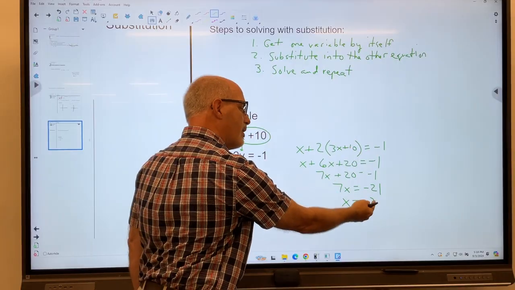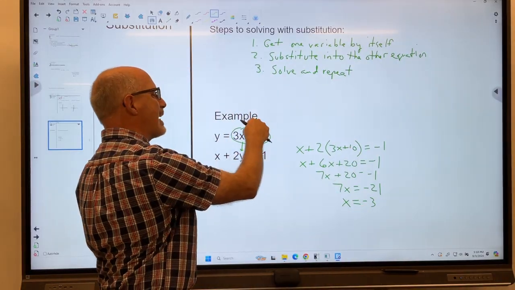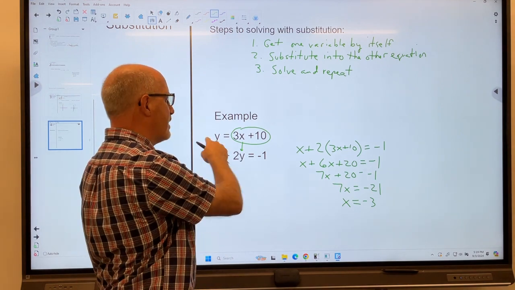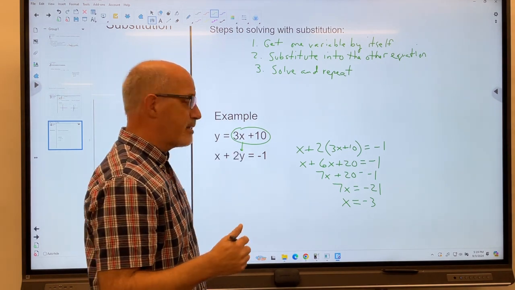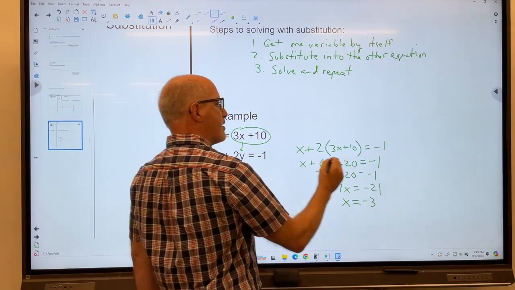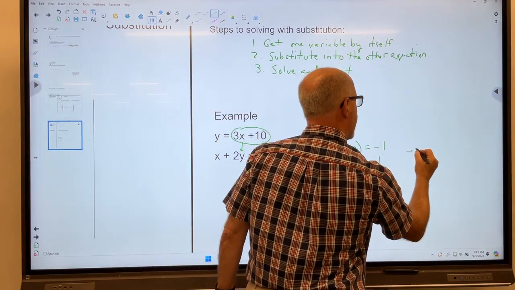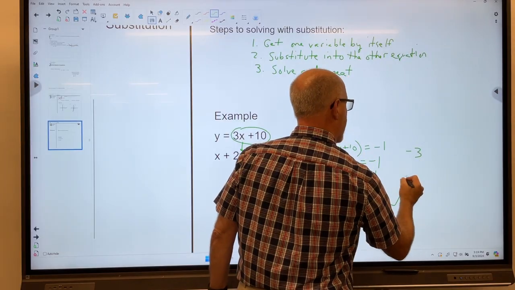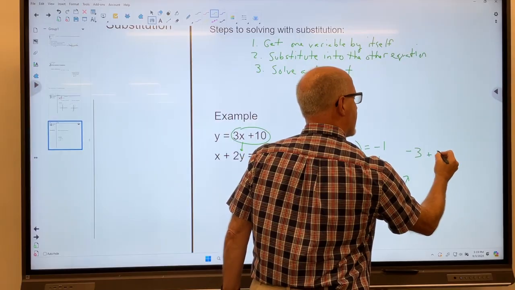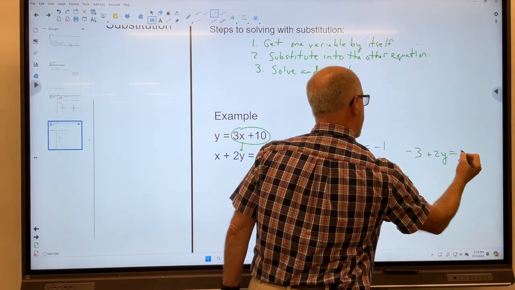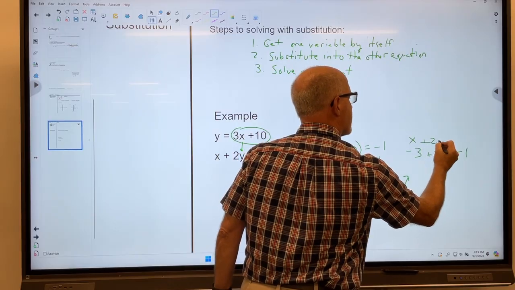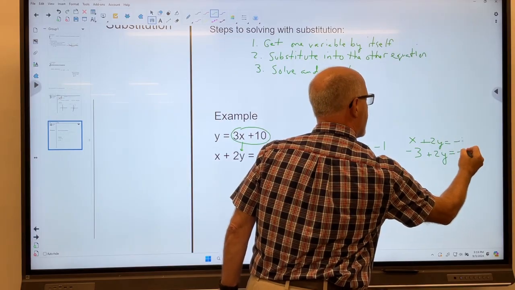We're going to take what we know, the negative 3, and put it back into either one of the equations. You can pick. I'm going to do it in the second. It's probably easier in the first, but we're going to pick the second just to show it works in either. So you put negative 3 in for x. So I get negative 3. Put a little arrow here, so we know that's what we're substituting. Plus 2y equal to negative 1. So I'm picking the equation x plus 2y equals negative 1.